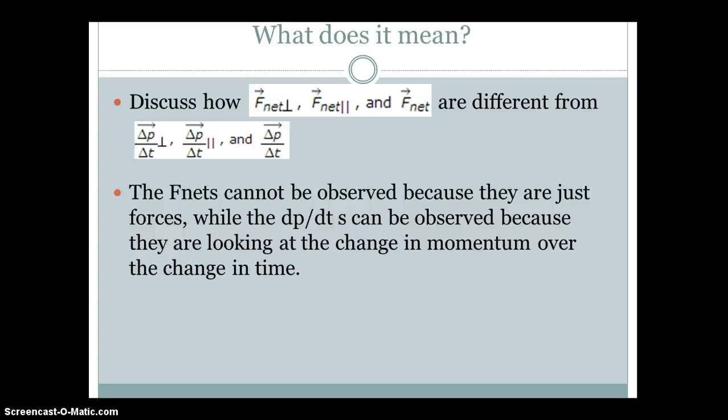Essentially, these three all give you the same values as their respective dp over dt's. You can see that because I set them equal to each other in the code. The difference between them is that the Fnets cannot be observed because they are just forces, while the dp over dt's can be observed because they are looking at change in momentum over change in time.